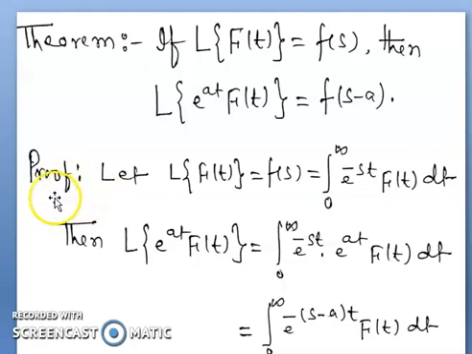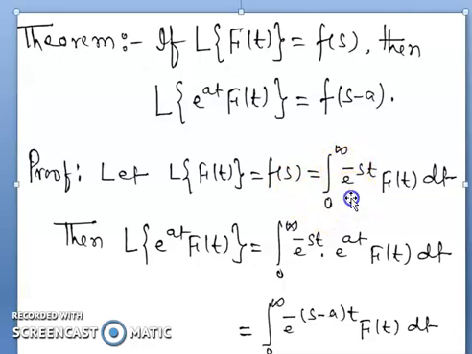Now proof is very simple. Let L of f(t) equal F(s), which is integral from 0 to infinity e to the power minus st f(t) dt. This is the definition of the Laplace transform. Then we have to evaluate the Laplace transform of e to the power at f(t). Then L of e to the power at f(t) becomes integral from 0 to infinity e to the power minus st into e to the power at f(t) dt.